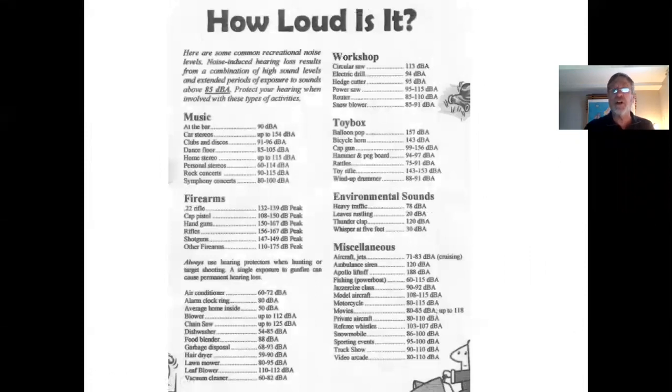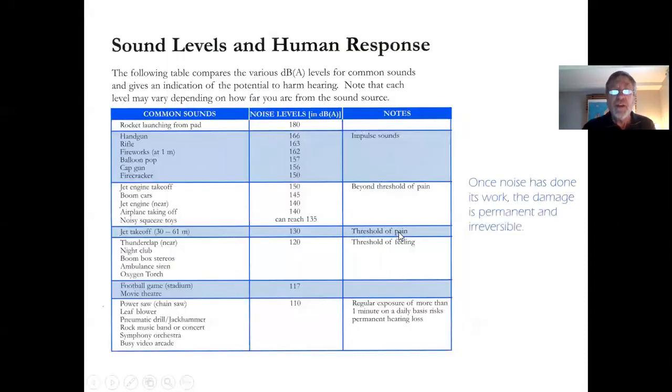This gives you all kinds of information. You can read it just for fun. But how they get some of these values is a little bit strange. Leaves rustling, 20 dB, I don't think so. A whisper at 5 feet, 30, I don't believe that. This one also gives you ideas of really loud sounds that can cause permanent hearing loss. It just gives you some ideas. Don't think you have to memorize that at all.